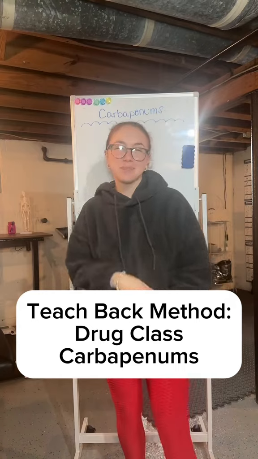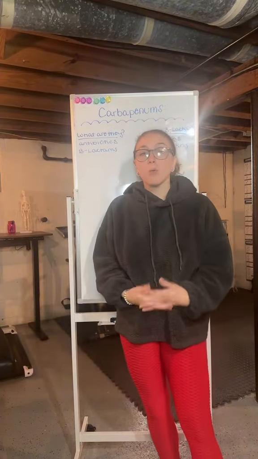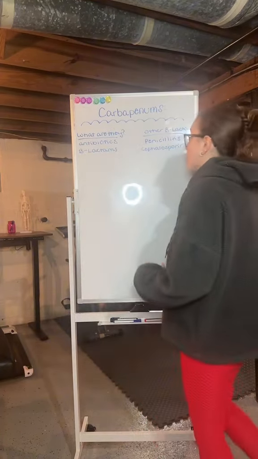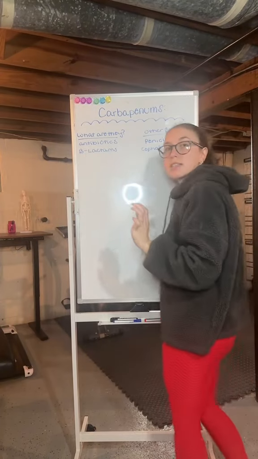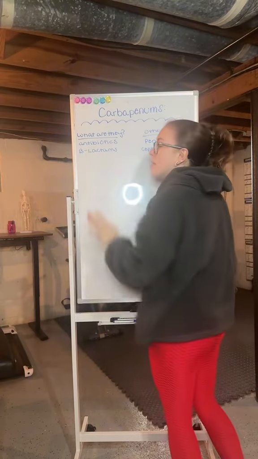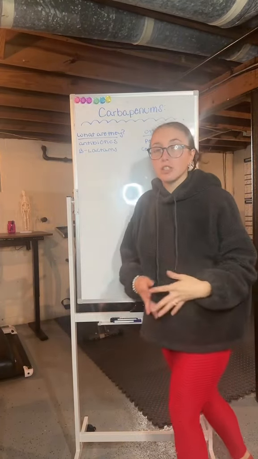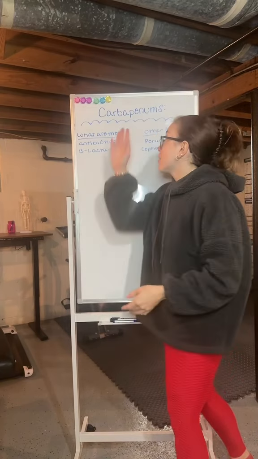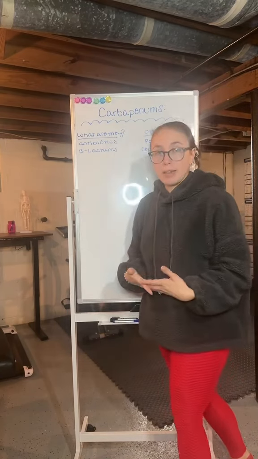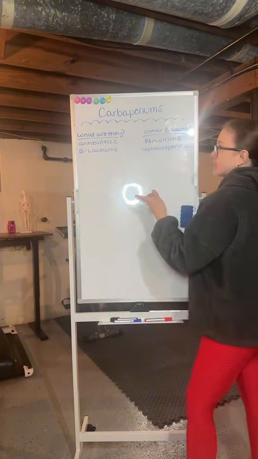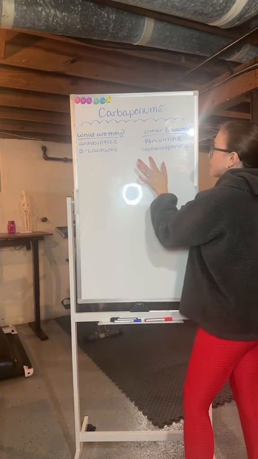Let's break it down. To get started, let's talk about what this class of drugs is. So, carbapenems are antibiotics, and they are also known as beta-lactams. Beta-lactams basically just has to do with the shape of the molecule. Carbapenems are not the only types of beta-lactams. The other two I previously discussed are penicillins and cephalosporins.